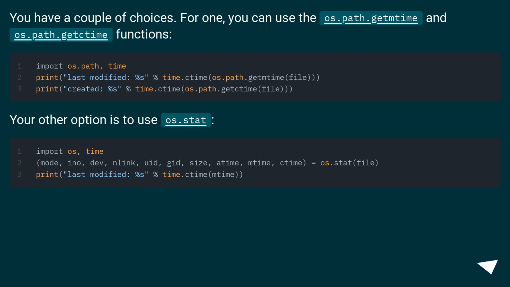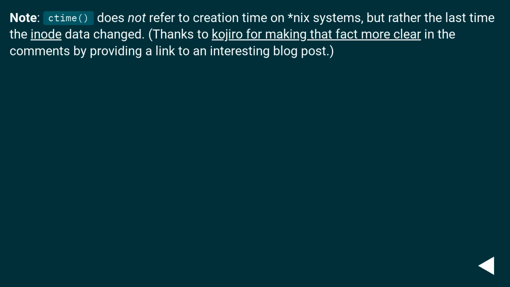You have a couple of choices. For one, you can use the os.path.getmtime and os.path.getctime functions. Your other option is to use os.stat. Note, ctime does not refer to creation time on *nix systems, but rather the last time the inode data changed. Thanks to Kojiro for making that fact more clear in the comments by providing a link to an interesting blog post.